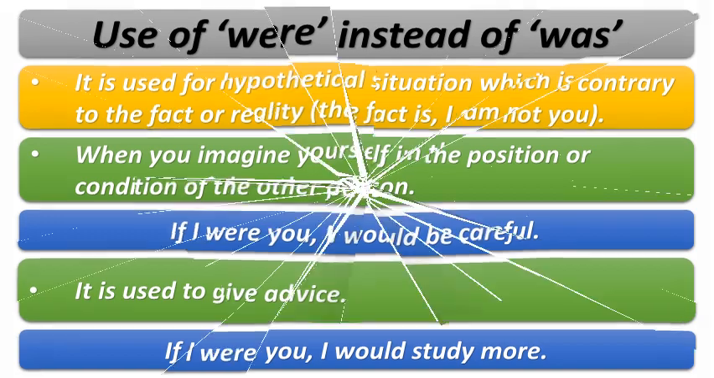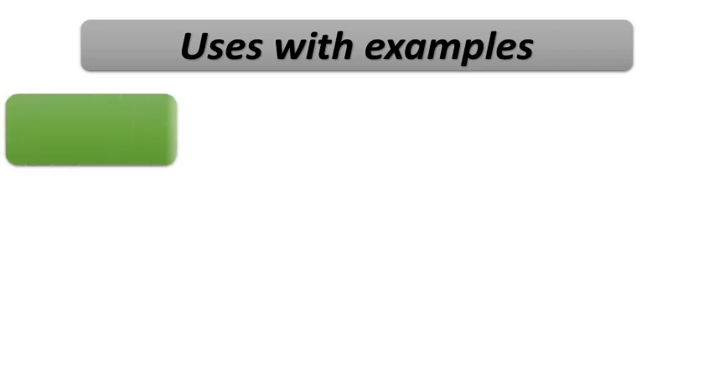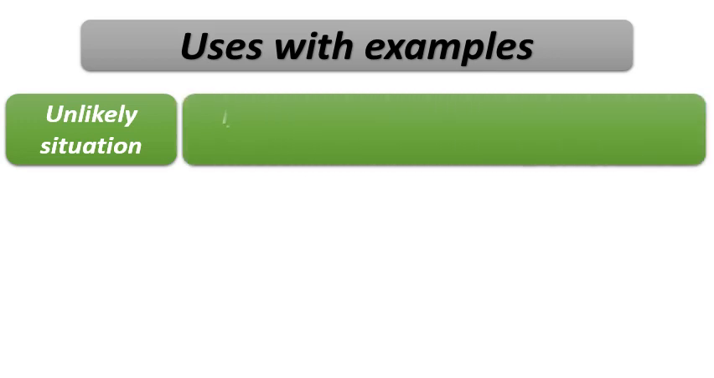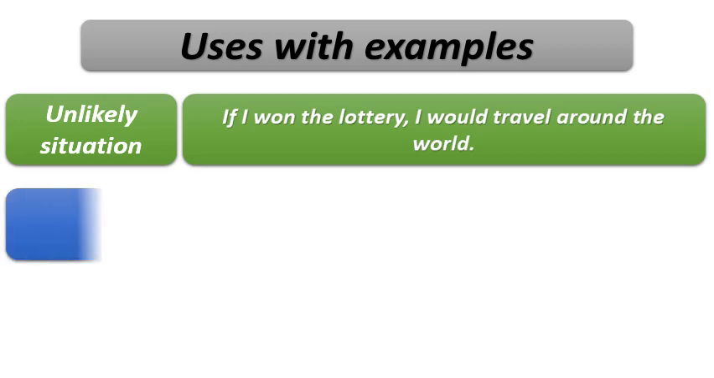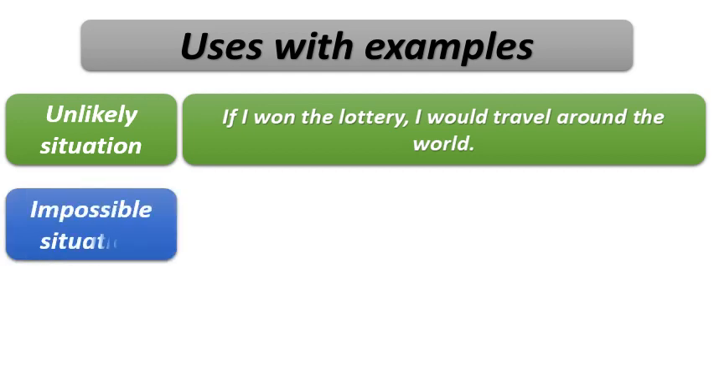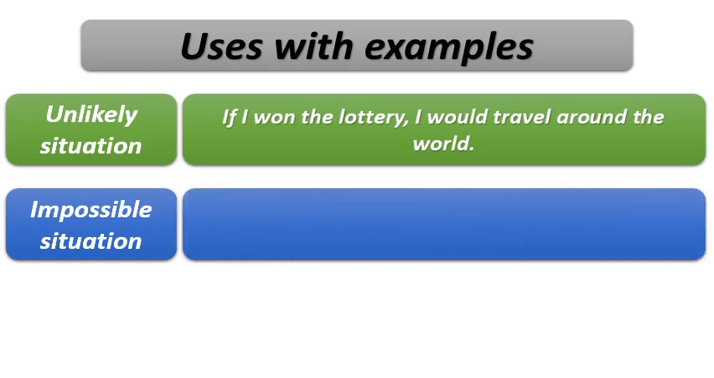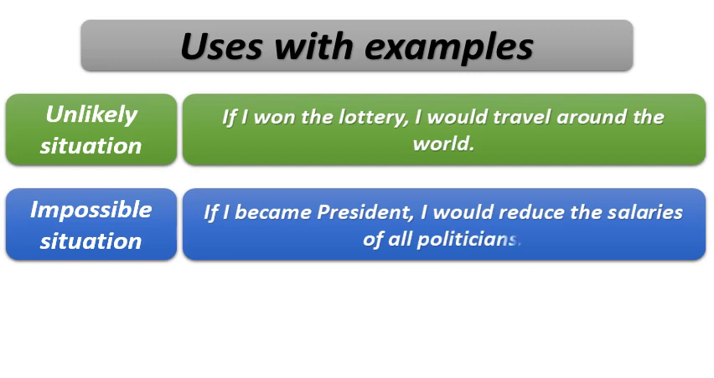Let's see the uses of type 2 conditional sentences with examples. Number 1. It is used to express unlikely situations. For example, if I won the lottery, I would travel around the world. Number 2. It is used to express impossible situation. For example, if I became president, I would reduce the salaries of all politicians.